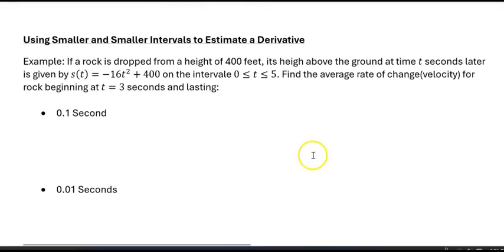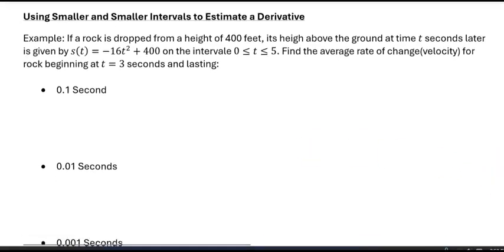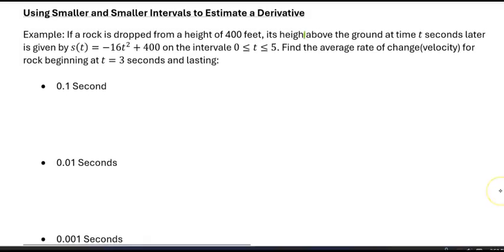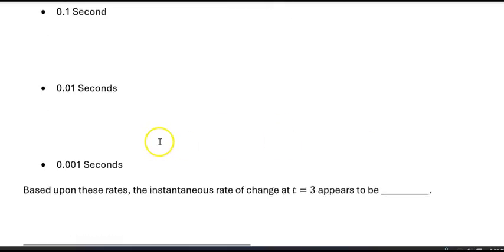So let's talk about using smaller and smaller intervals to estimate a derivative. If a rock is dropped from a height of 400 feet, its height above the ground at time t seconds later is given by this function. Notice it's the same one as before, but we just have a plus 400 rather than a plus 64. On the interval from 0 to 5, find the average rate of change, or velocity, for the rock beginning at t equals 3 and lasting these many seconds.